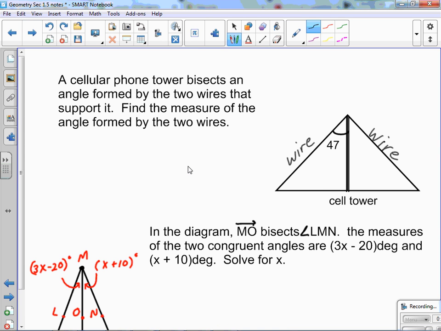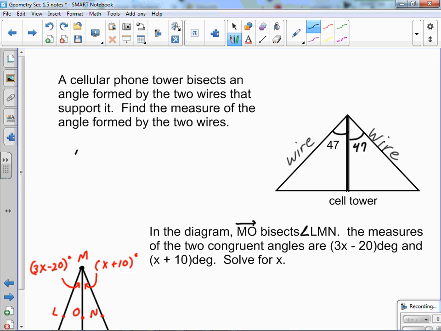All right, a cellular phone tower bisects an angle formed by two wires that support it. Find the measure of the angle formed by the two wires. So we have this cellular phone tower. We got a wire that goes on each side of it to hold it up. And on one side, we see that the angle is 47 degrees. We want to find the measure of the entire angle, which if that tower is bisecting the angle, then that means that the other angle also has to be 47 degrees.